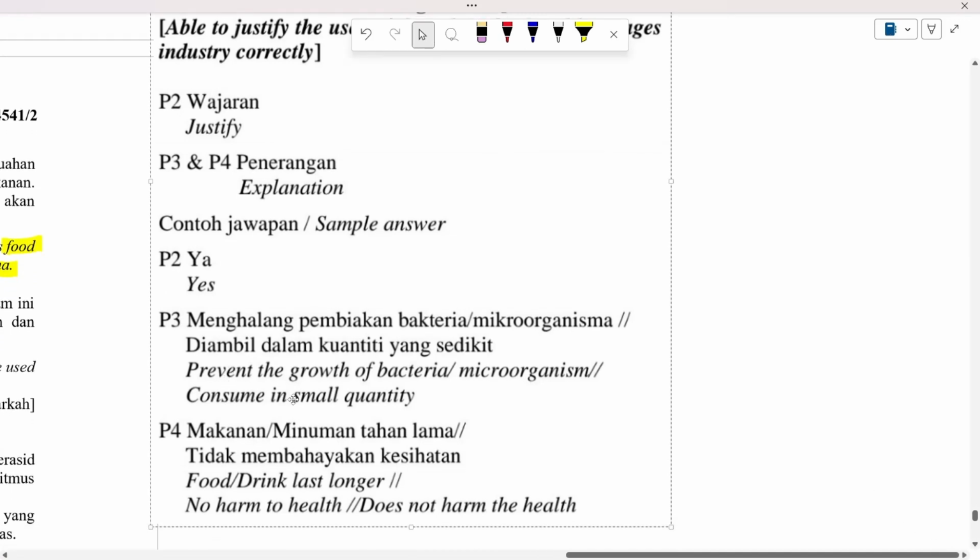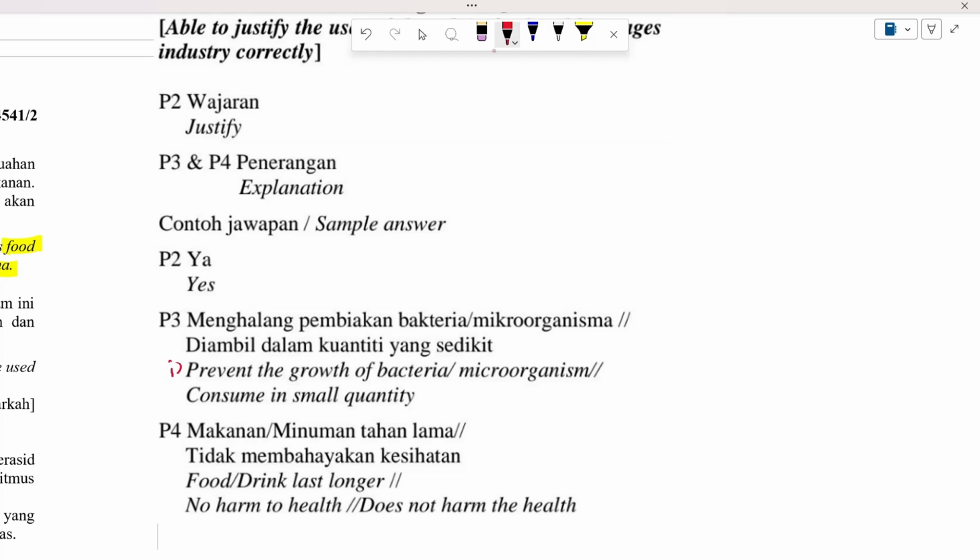Then it can prevent the growth of the bacteria, make the food last longer. So class, this justification you can write. Point number 3, it can prevent the growth of the bacteria so that the food can last longer.